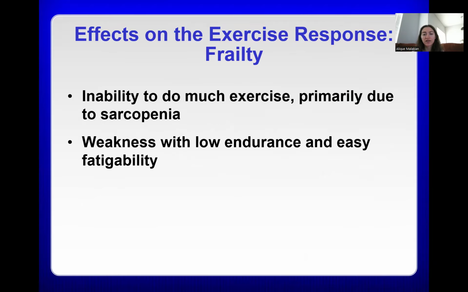So how does this affect their exercise response? Well, there aren't too many specifics, but in general, they just have an inability to do much exercise, and that's primarily due to sarcopenia. And then they also just have weakness with low endurance and easy fatigability. So you could kind of treat it as someone who's very deconditioned.